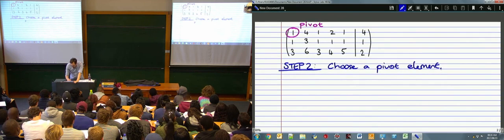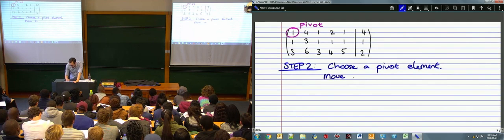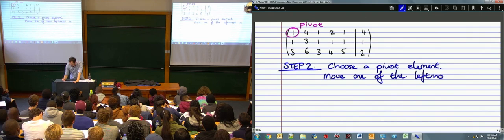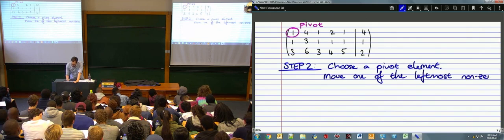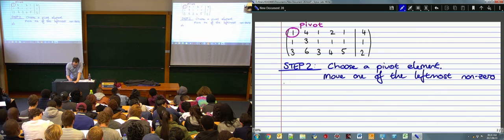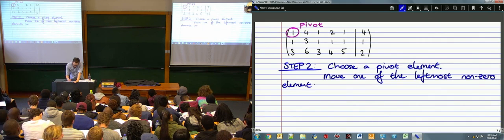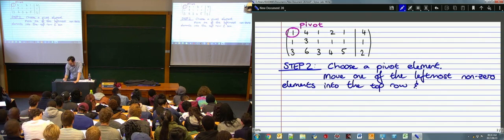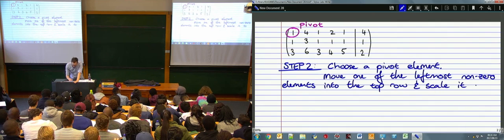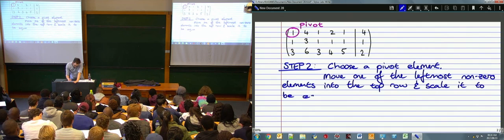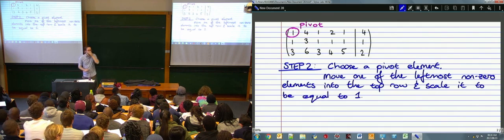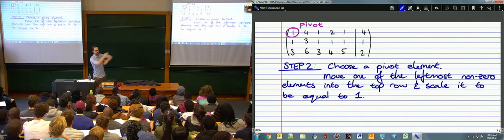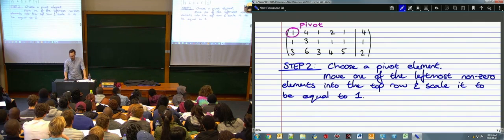And I'll do an example now, just quickly, where we see where we have to do this. So choose a pivot element, and we do this by moving one of the leftmost non-zero elements into the top row. Yes? You make it sound like you're swapping values in the row without... No, you swap the whole row. Yeah, I'll do an example now, right?